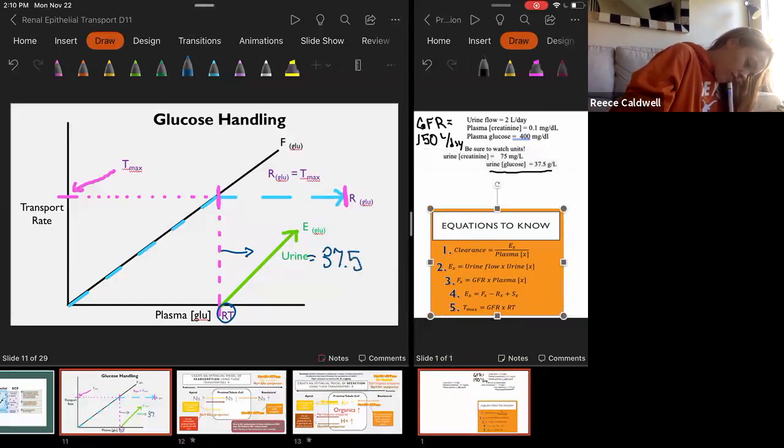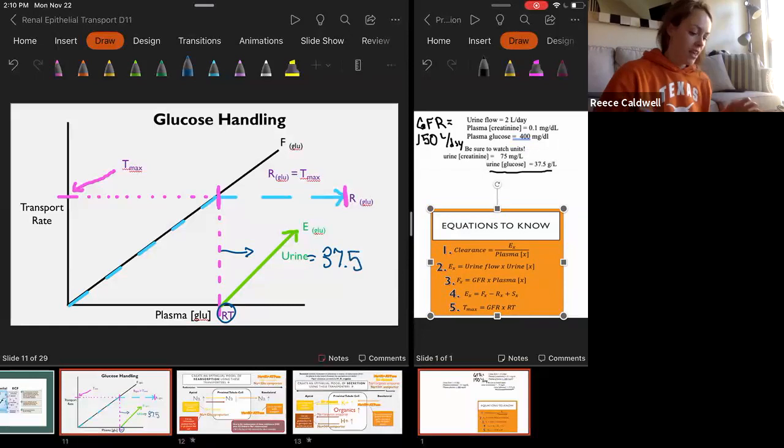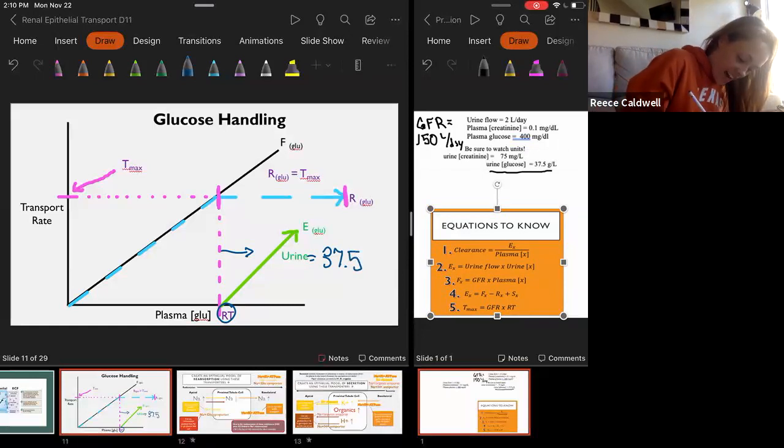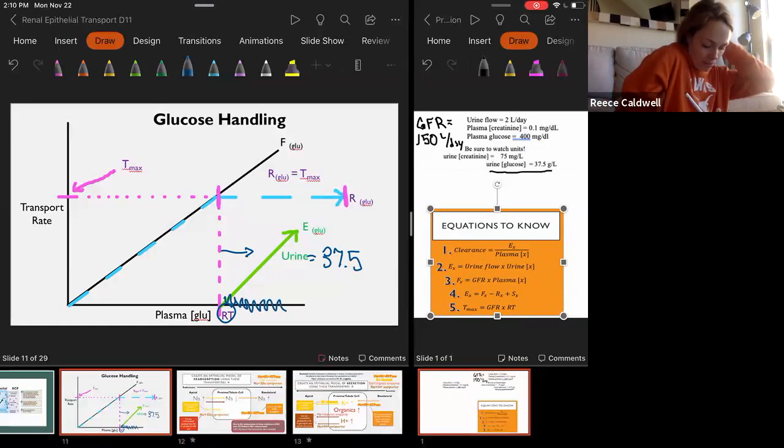Oh my gosh, this pin. 37.5. So since we already have some glucose in the urine, that tells us we've already surpassed this point.